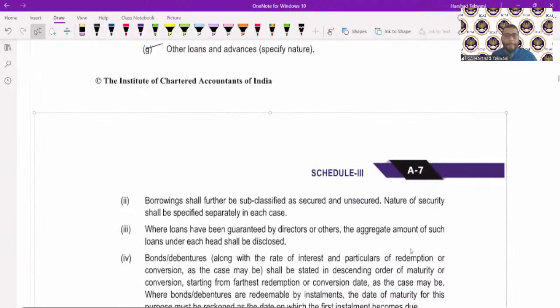Additional details like borrowings shall be sub-classified between secured and unsecured. The reason is that it will give clarity to the user as to which item is secured and which item is not secured. And the nature of security that is given for each class in each case. So that tomorrow, if a bank is going to give you a loan, the bank, by seeing the financial statement, can easily identify that these many loans are given, but these loans are secured ones.